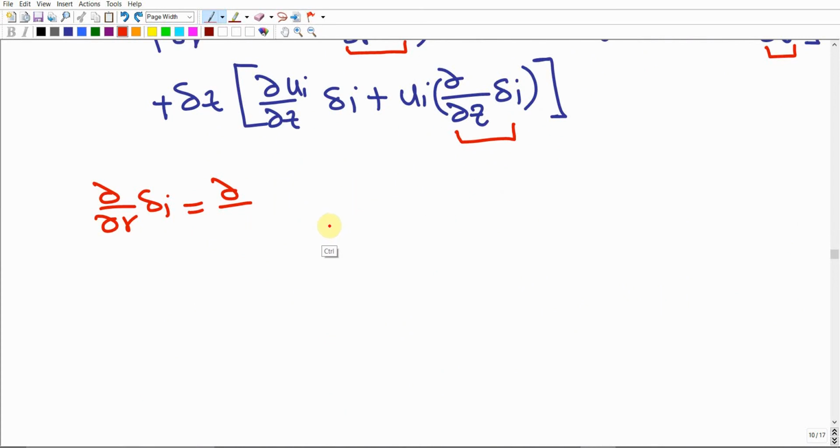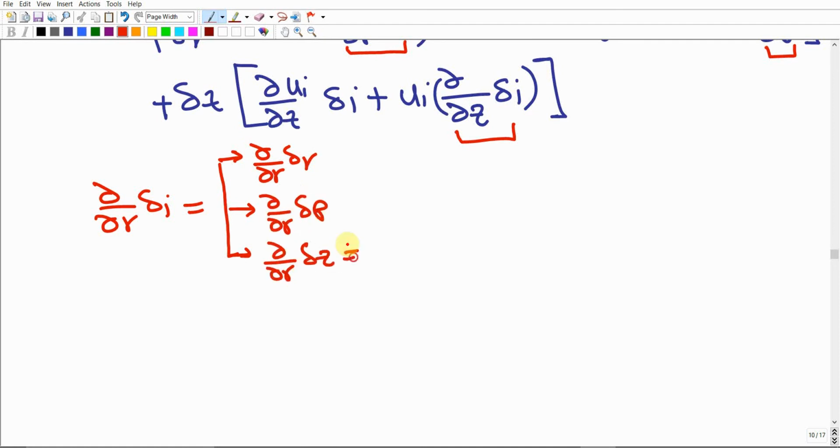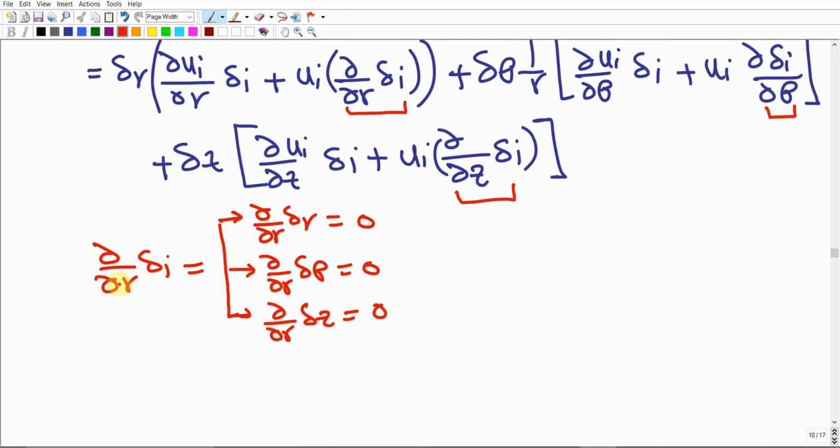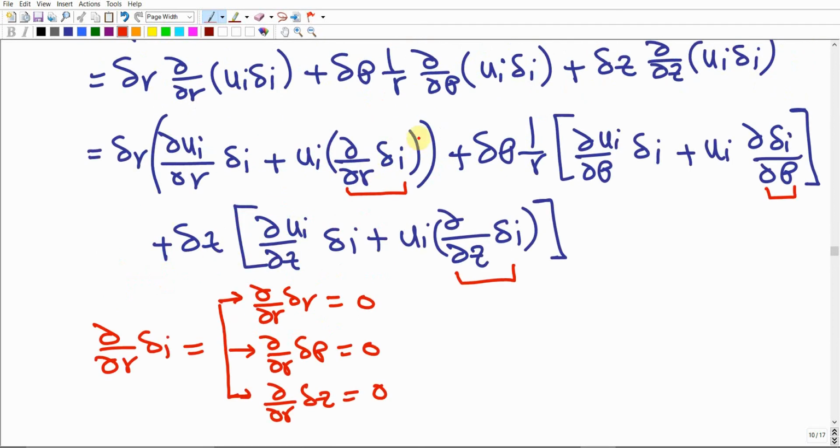It shouldn't be summed, by the way. This one is going to give a vector, because partial by partial r of δi is going to give us a vector. So we're going to end up with three different values: one for the partial by partial r of δr, one for partial by partial r of δθ, and one for partial by partial r of δz. All of these are zeros according to the above equation. Make sense? So what does it mean? It means δr times this is definitely zero. All of this term will be cancelled.